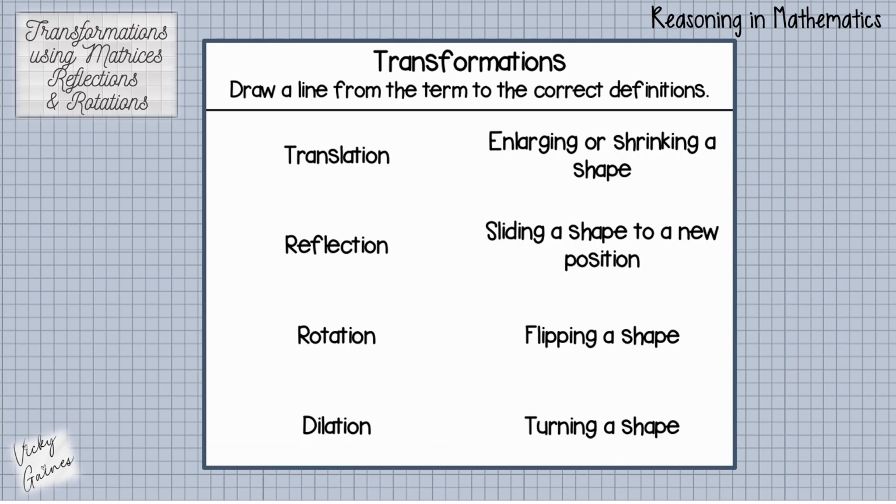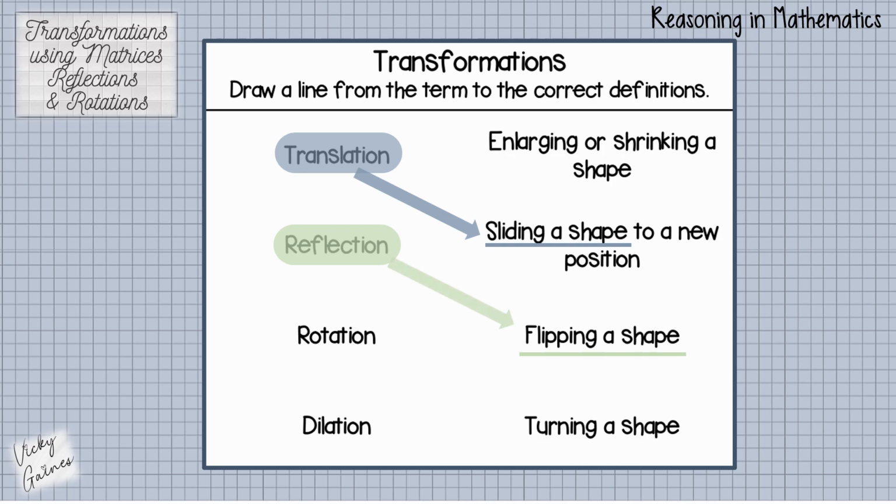Transformations. Draw a line from the term to the correct definitions. Translation is sliding a shape to a new position. Match them up. Reflection is flipping a shape to get a new position. Rotation is turning a shape a certain number of degrees. And dilation is enlarging or shrinking a shape.